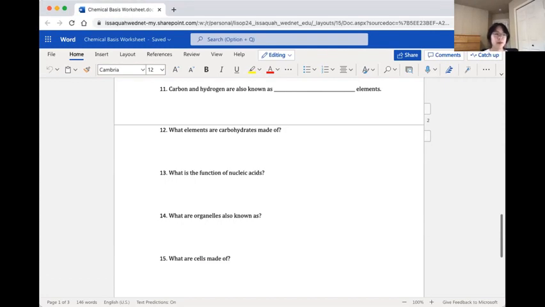Okay, it seems that you guys are having a little trouble with this one. That's okay. Nucleic acids are like the instruction manual of an organism. They basically provide instructions on how to build an organism or any body for that matter. And so organelles are known as what?